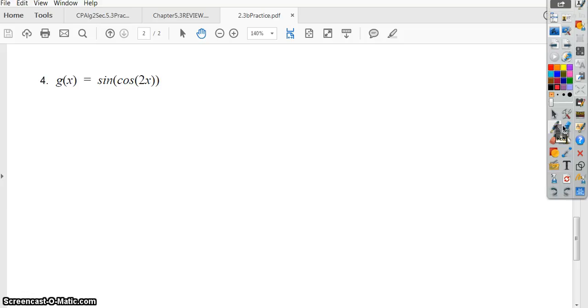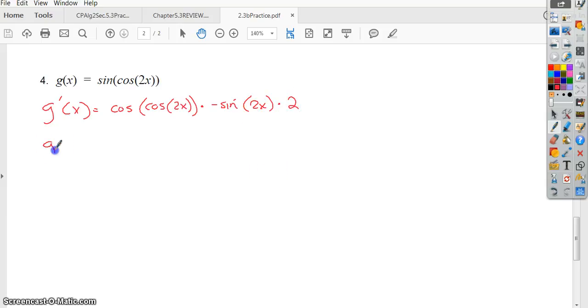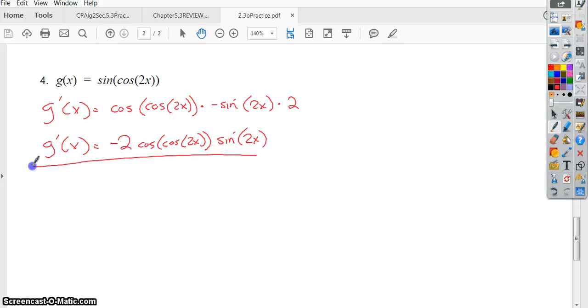Shift down to 4 here, a little more chain rule stuff. So we're going to go g prime of x. Derivative of sine is cosine. So we have cosine 2x times the derivative of cosine, which we know is negative sine 2x. Right? And then I'm going to multiply that times 2. The derivative of 2x is 2. So g prime of x would be negative 2 cosine of 2x times sine of 2x. There's number 4.